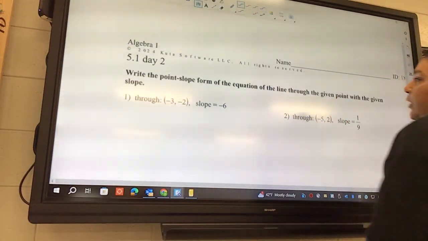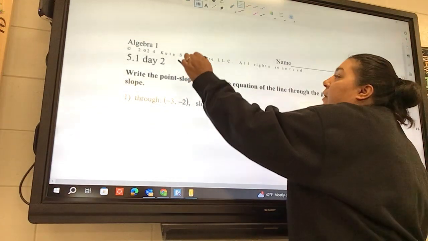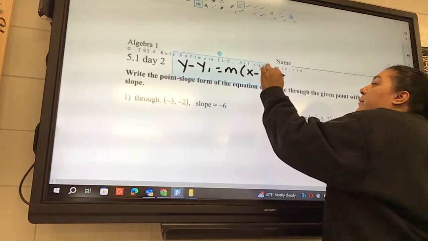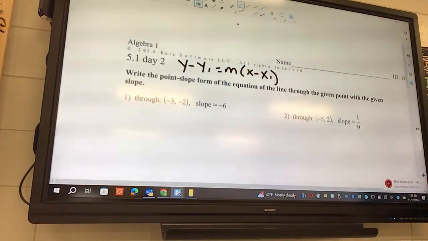So if we look at number one, it says write the point slope form. So point slope looks like this: y minus y1 equals m times x minus x1. Okay, so that's what I need my answer to look like.